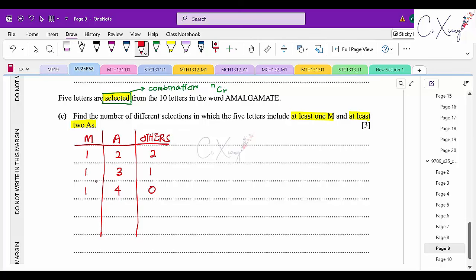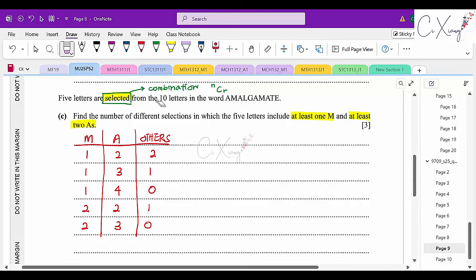Then let's consider increasing M by 1 letter. Can I have 2 M and 2 A's? Can. So 2 M, 2 A's, then 1 other letter. You can also have 2 M, 3 A's, then 0 other letters. Can you have 2 M, 4 A's? You have 4 A's, but you cannot choose 2 M and 4 A's, because it already has 6 letters in total, which is not what we want. So after you list all the possible cases, this is what we have.